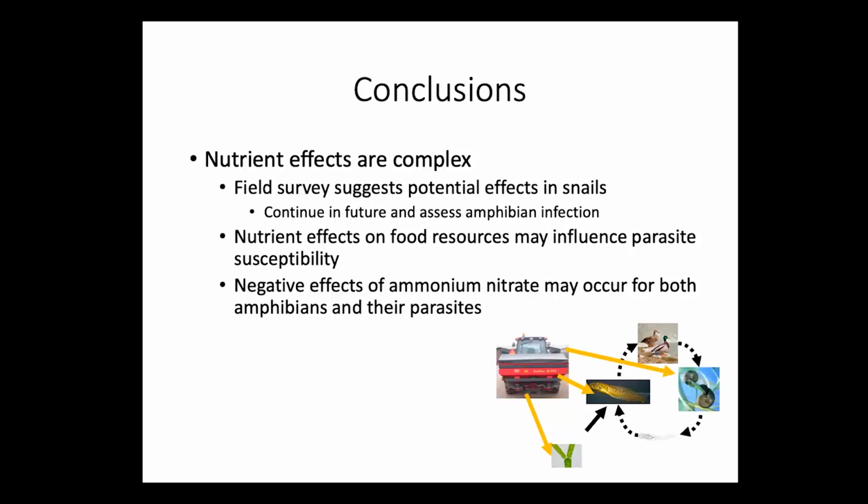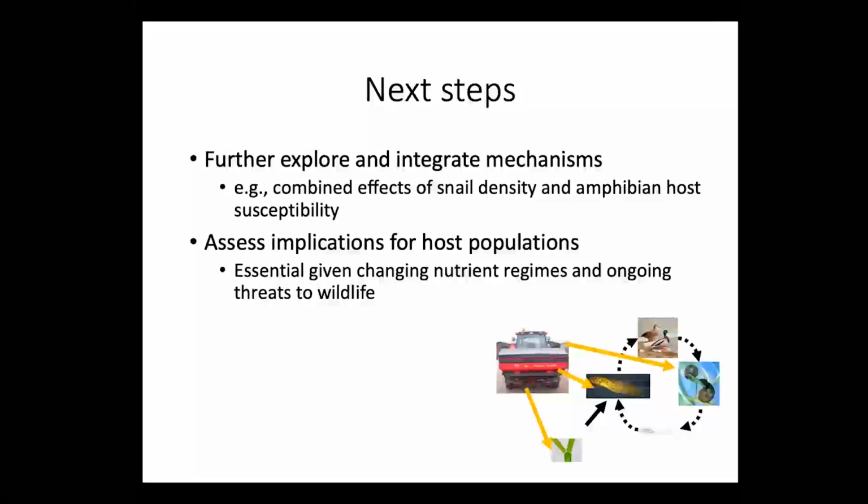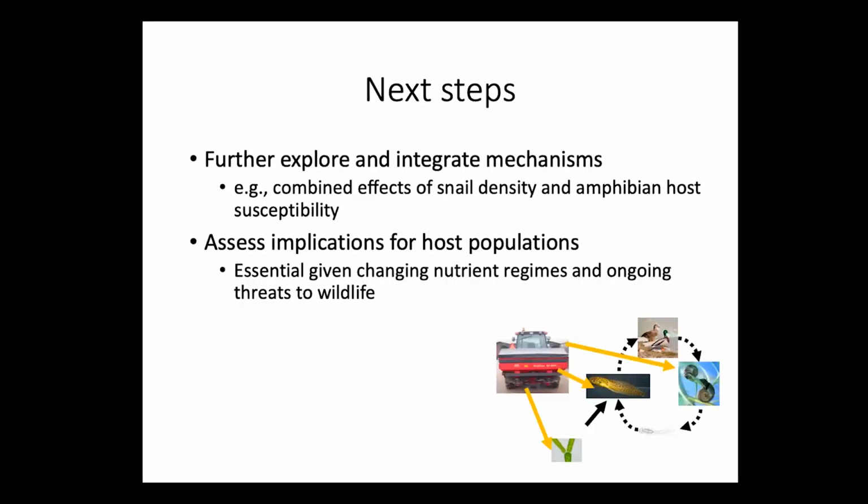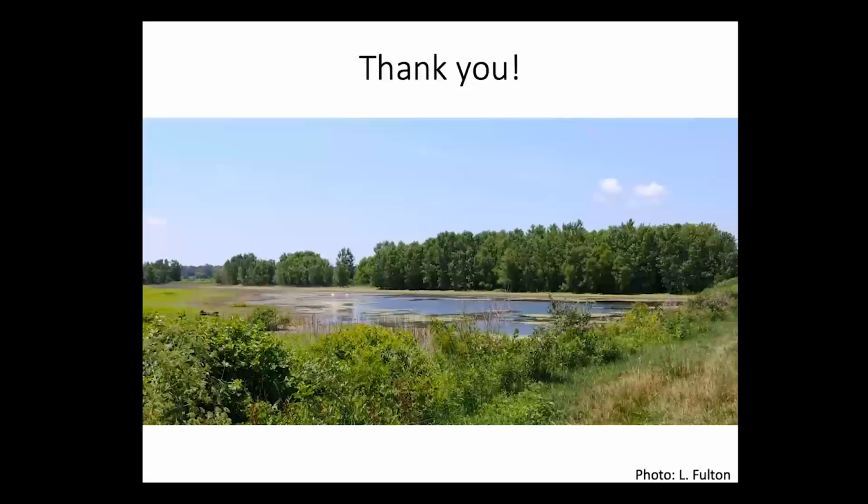We also have evidence, at least from our lab study, that changing food resources, both quantity and quality, may influence parasite susceptibility. And then, in general, it appears that ammonium nitrate may have some pretty negative effects for both the host and the parasite in the system. So that's something we want to follow up on and try to integrate how these different mechanisms are playing off each other to actually influence populations in the field. And we think this is going to be pretty important to do, given that these types of systems are undergoing changing nutrient regimes and the threats that are facing wildlife like amphibians, including factors like disease. So with that, thank you, and I'm happy to take any questions.